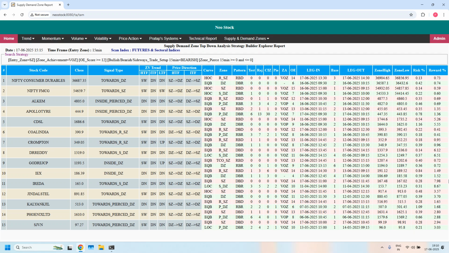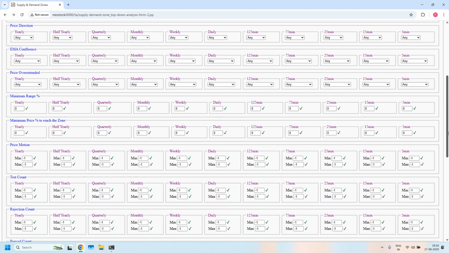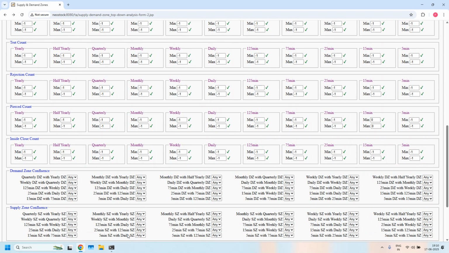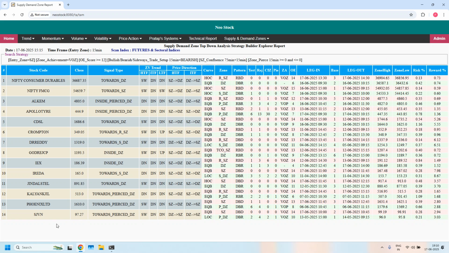Out of these 15 stocks, how many are having more high probability trade setup 15 minute supply zones? That we will filter based on the supply zone confluence. First filter is 15 minutes and 75 minutes supply zone confluence. I am enabling the filter. So we got 14 stocks.